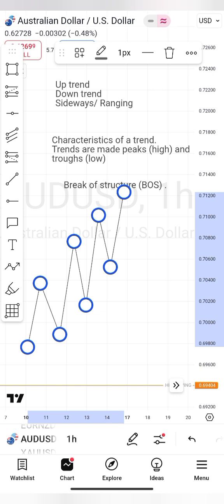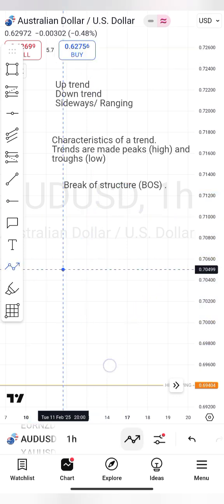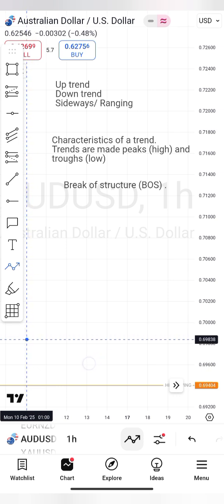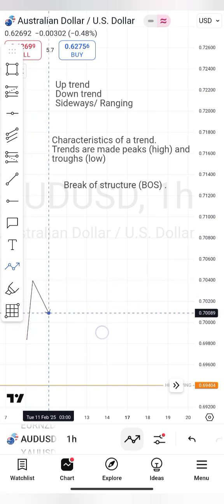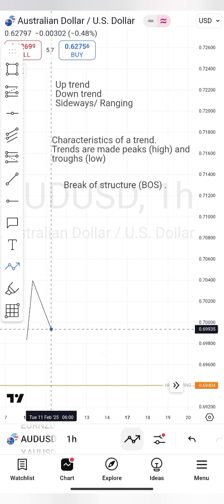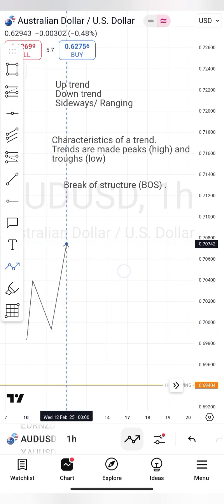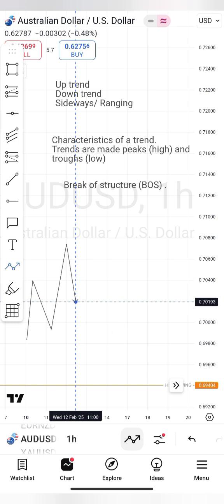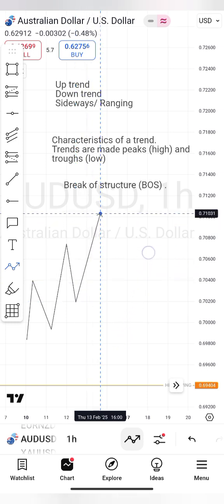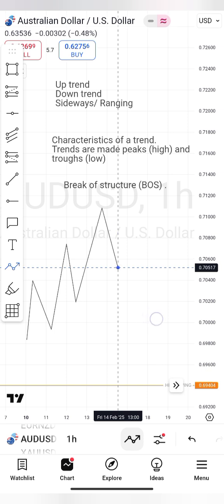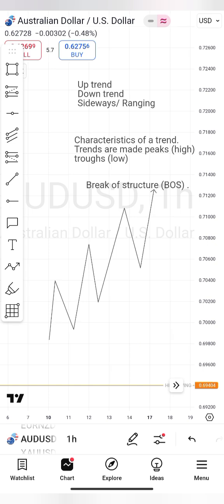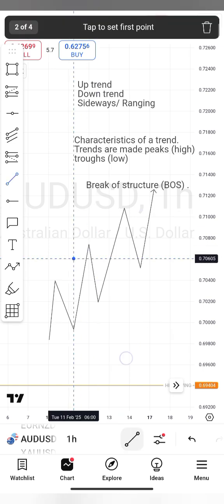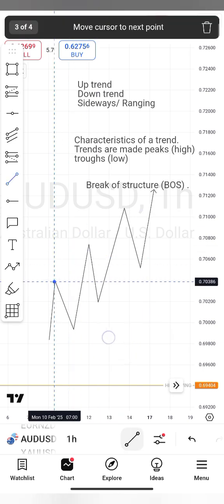Okay, so now what do we call break of structure? Structure is when the market produces something like this. We have our high, we have our low, we have our higher high, we have our higher low, we have our higher high, we have our higher low, we have our higher high. Normally, price action is structure. Now, for break of structure, let's start marking it out. This is our high, and the price was broken.